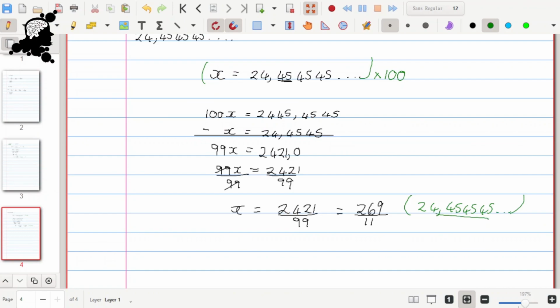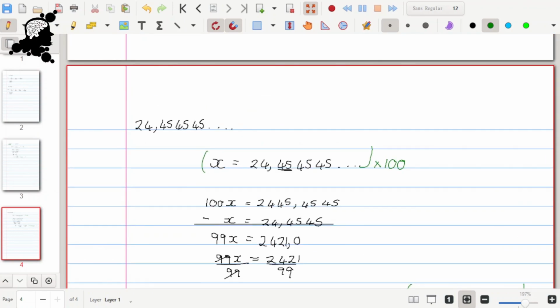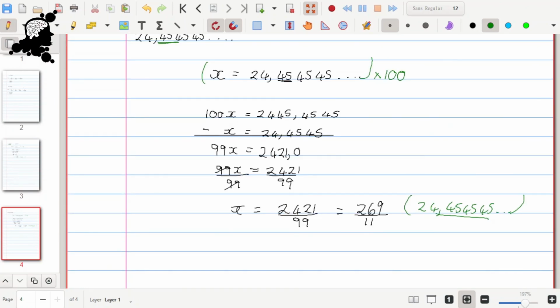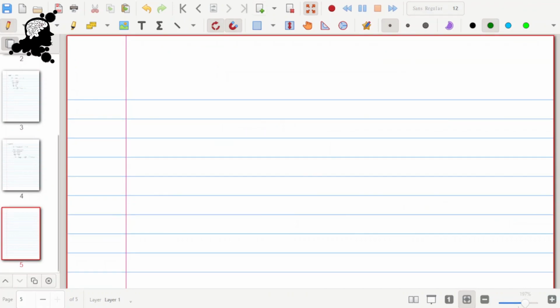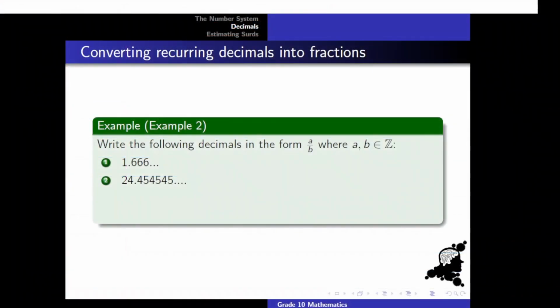What we have here is exactly the same as the decimal we started off with. So indeed, 24,45 recurring as a fraction is 269 over 11. Wonderful. Life is great. Maths is easy all of a sudden. Let's look at the next question. We've got 0,007 recurring. Notice the little dot here at the top indicates that the fraction is recurring.